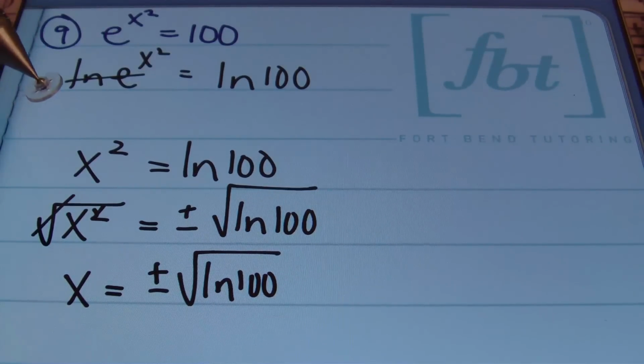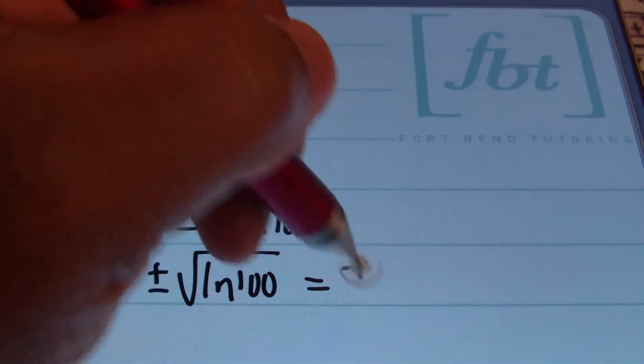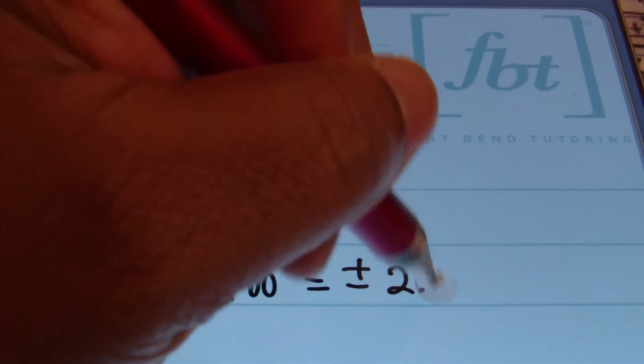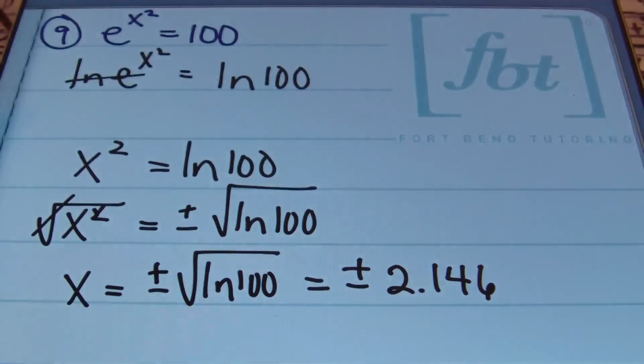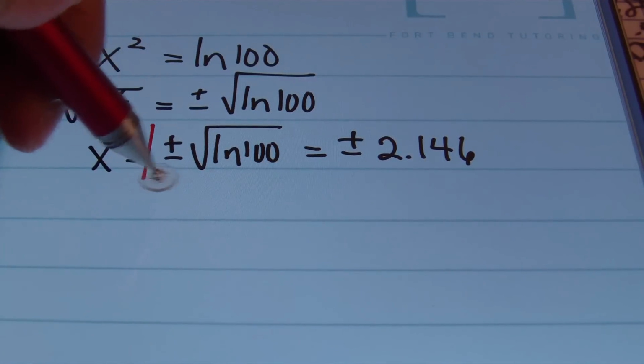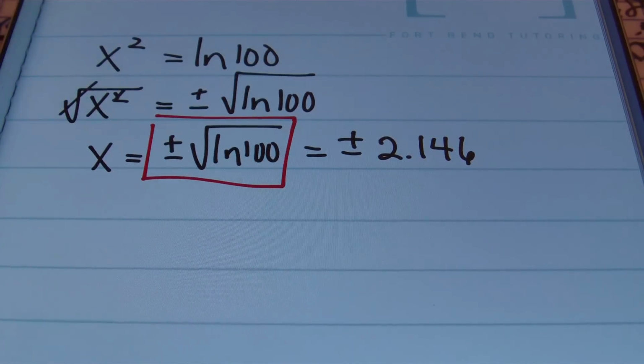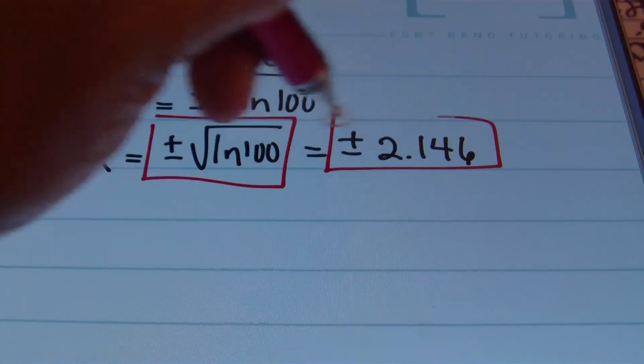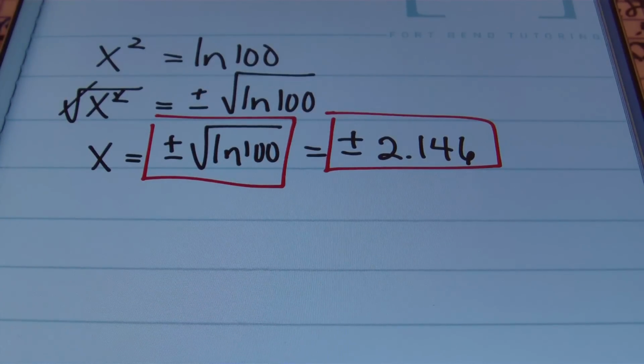So I could leave it just like this as an exact answer, or if I were to simplify this to the nearest thousandths, it would be equal to plus or minus 2.146 as a decimal representation of our answer here, rounded to the nearest thousandths place. All right, so it's red boxing time. So our exact answer would be plus or minus the square root of the natural log of 100, and the other would be plus or minus 2.146. Done. That was problem number 9, ladies and gentlemen. And now we're moving on to the next problem.